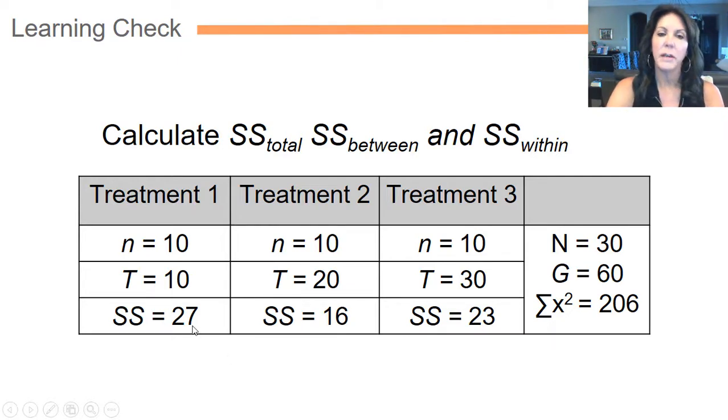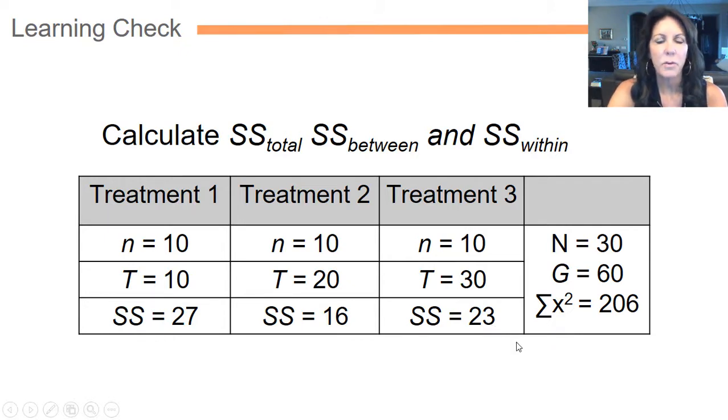Finally, at the bottom, you're given the sums of squares within each treatment group. So this is a measure of how much variance there is. If we were to divide it by n minus 1, we'd get the actual variance. But sums of squares lets us know how much the scores are varying. It's the sum of squared deviations. You didn't have to figure that out. I've just provided those sums of squared deviations here. For treatment group 1, it's 27, group 2 is 16, and group 3 is 23.